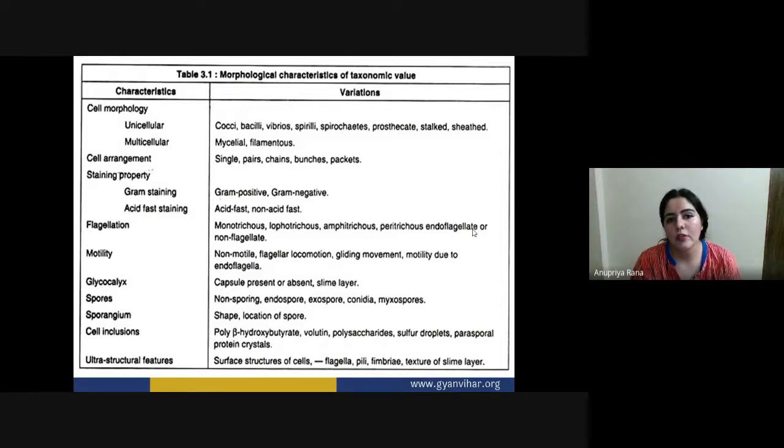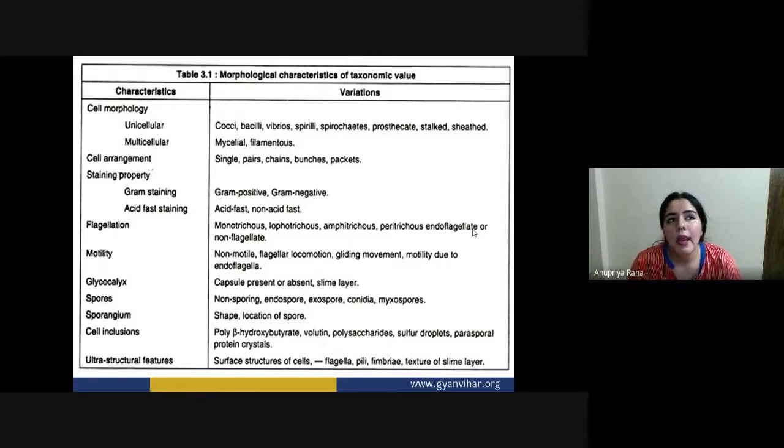Cell arrangement. Now we talk about the cell arrangement, how their cells are going to be arranged. In a single unicellular, that cell has no choice to be anything but single. Here there will be two in one, chains that can be present in a long chain, bunches that is a group, packets where the size is compactly arranged actually. So these can be based on the cell arrangement.